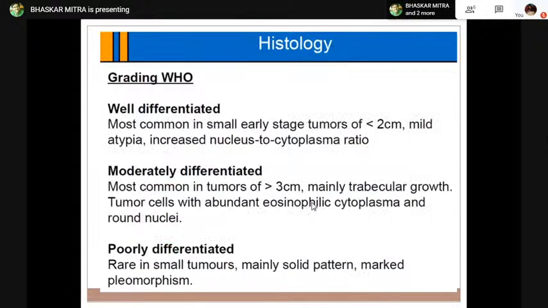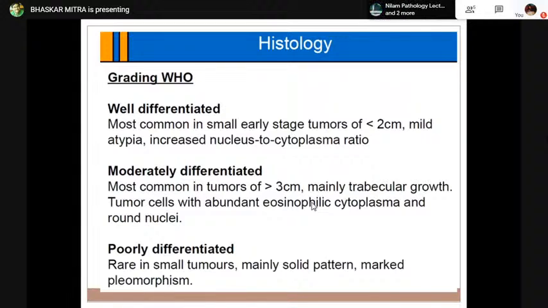Now, as per WHO, the hepatocellular carcinomas are graded into well, moderate, and poorly differentiated. The well and moderate are the early stage, less than 2, showing nuclear atypia. Mild nuclear atypia, increased nuclear cytoplasmic ratio, with these different types of patterns, we call it well differentiated. A bit more, mainly trabecular growth pattern, abundant eosinophilic cytoplasm, round nuclei, atypia a bit more, we call it moderately differentiated.